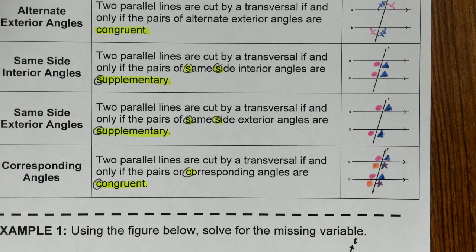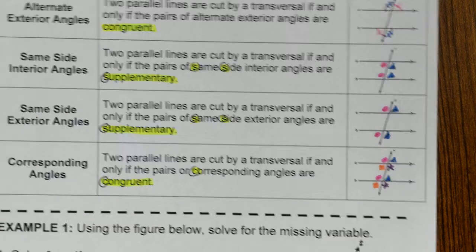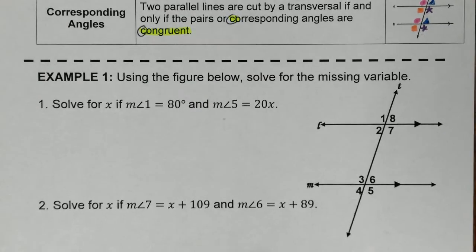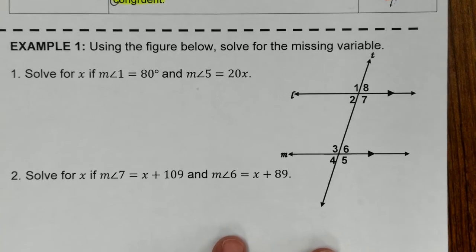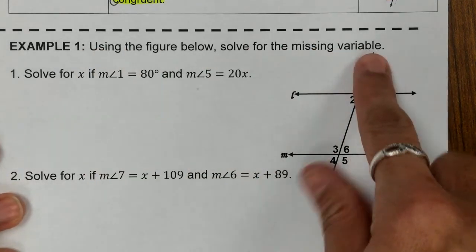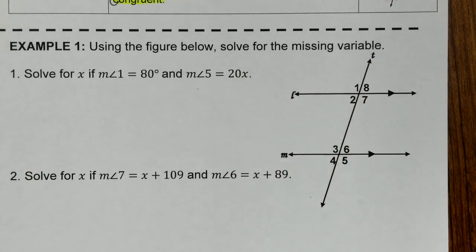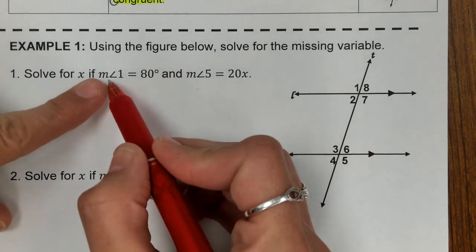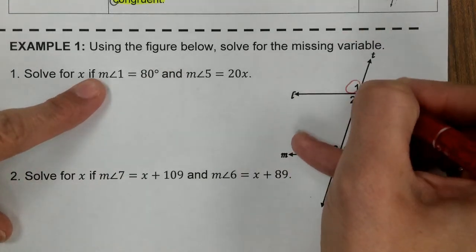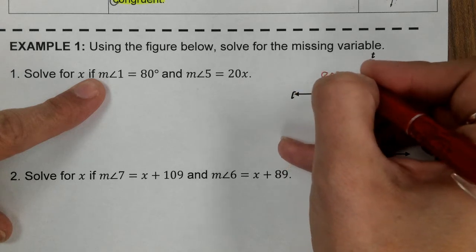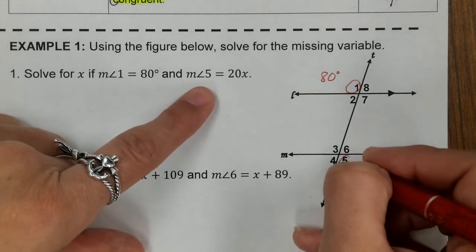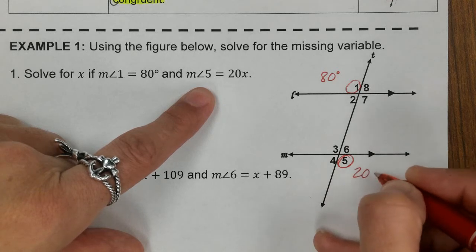Okay. The next section is now going to be using this information about their congruent or supplementary. We're going to use information to actually solve for a variable. So here we're going to use the following figure, this one right here, to solve for the missing variable. So what I'm going to do is my colors do erase. So I can go and erase these, but we're looking at measure of angle 1 right here. Okay, we're going to have as 80 degrees. My measurement of angle 5 over here is going to be 20x.